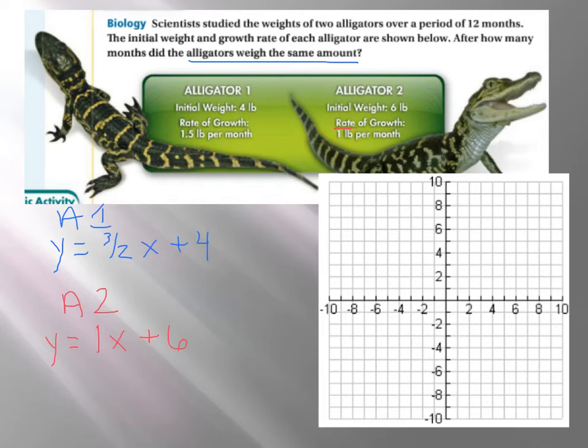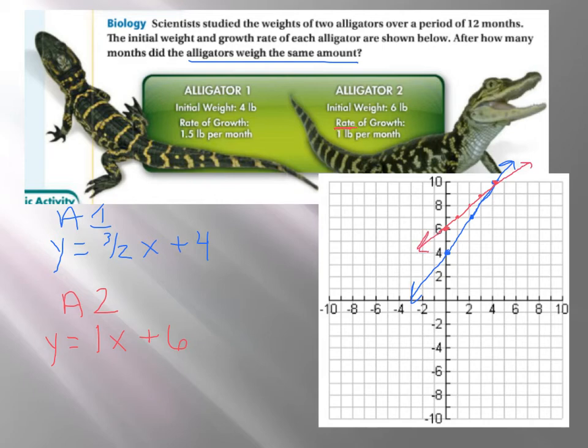My first equation goes up, and I have a slope with a rise of 3 and a run of 2: rise 3, run 2, rise 3, run 2. Here's going to be my line for the first alligator. And then I have my second alligator, with a y-intercept of 6 because my initial weight was 6. I have a rise of 1, run of 1, rise of 1, run of 1. So now here's my line for my second equation.